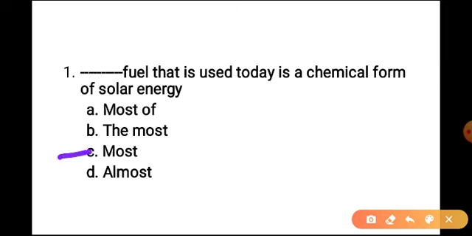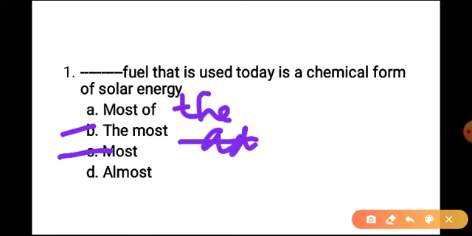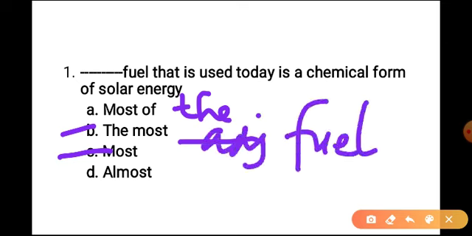most. Oke, most fuel. Oke, remember kalau most of, harus ada the-nya di sini, most of the fuel. Nah, kemudian di sini, kalau the most, harus ada ketengahnya. Misalkan, the most expensive fuel. Nah, sebelum fuel, harus ada adjektifnya. Baru fuel. Nah, kemudian almost. Oke, itu tidak cocok. Oke, yang cocok adalah most fuel. Kalau almost biasanya diikuti dengan almost all atau almost of the fuel.